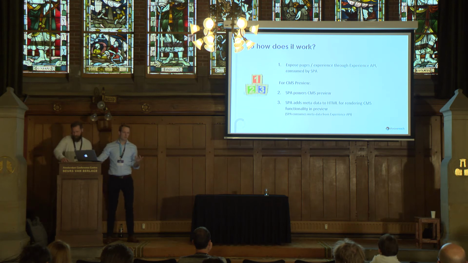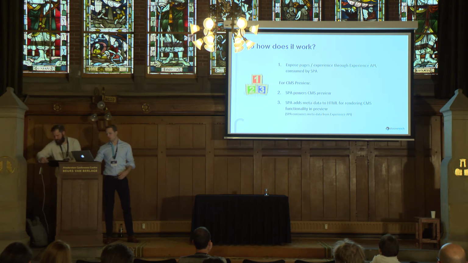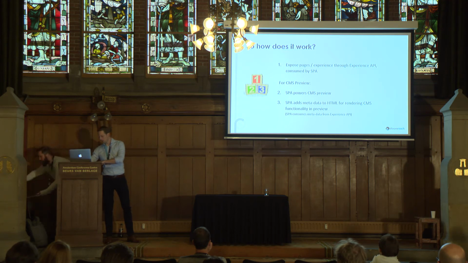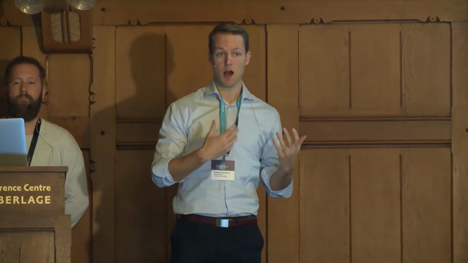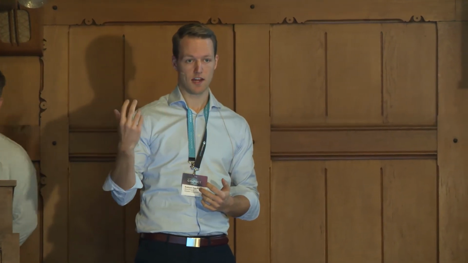So how does it work? So it exposes pages or the experience through the Experience API, and that is then consumed by the single page application. Now that's for the live side. For the preview, there are two additional things. The SPA powers the CMS preview, so you have that accurate preview in the CMS. And to provide all that CMS functionality, like the in-context editing and the drag and drop, the API returns also some metadata that the SPA then inserts in the HTML for rendering all that CMS functionality.